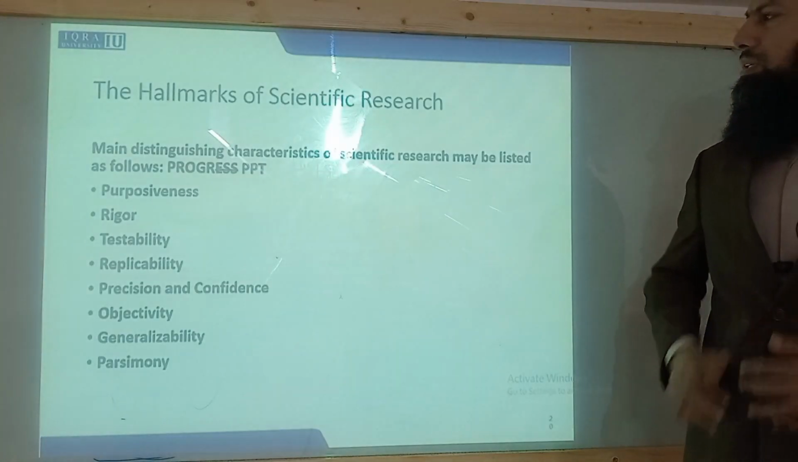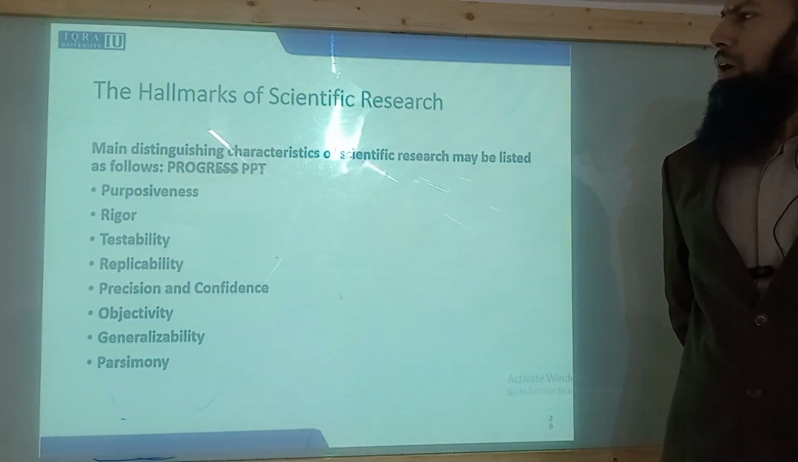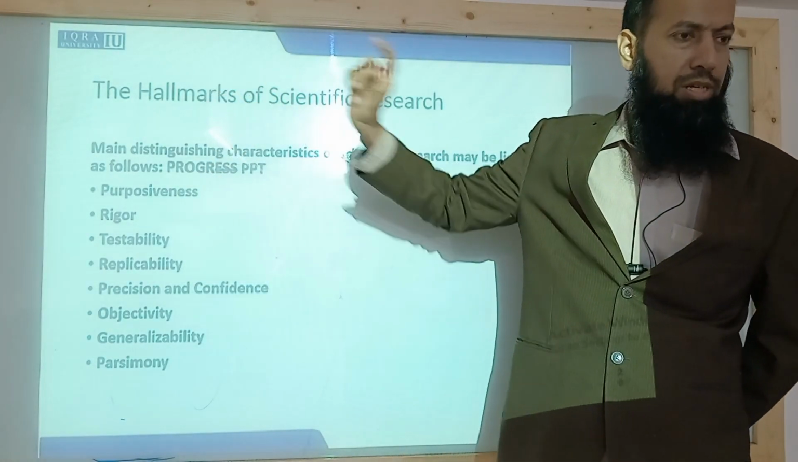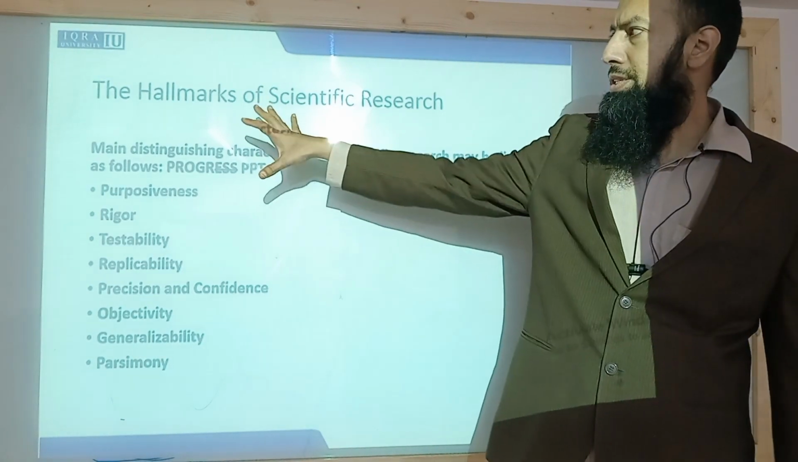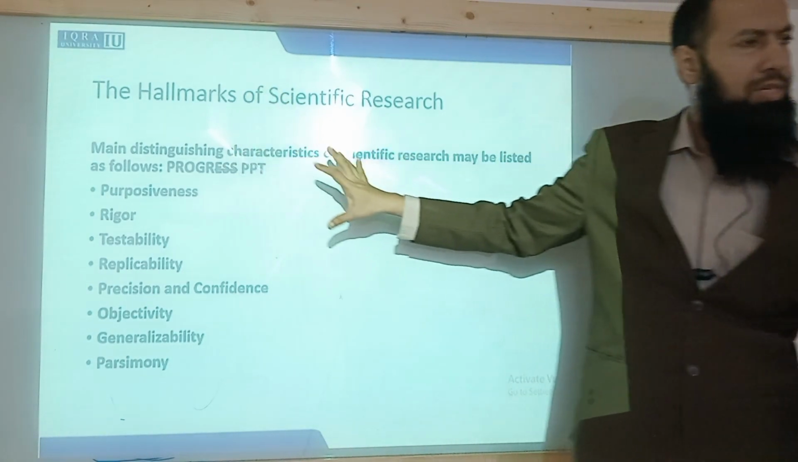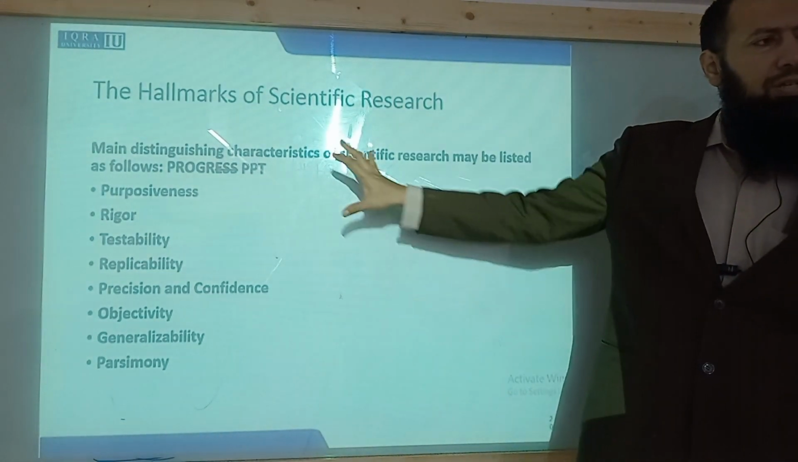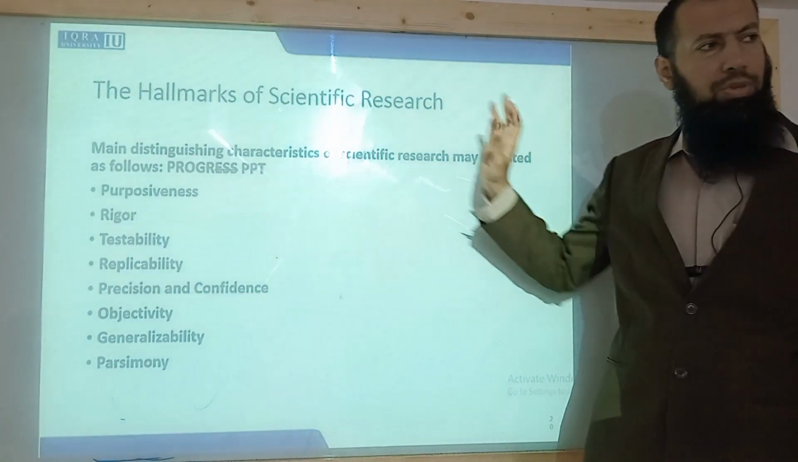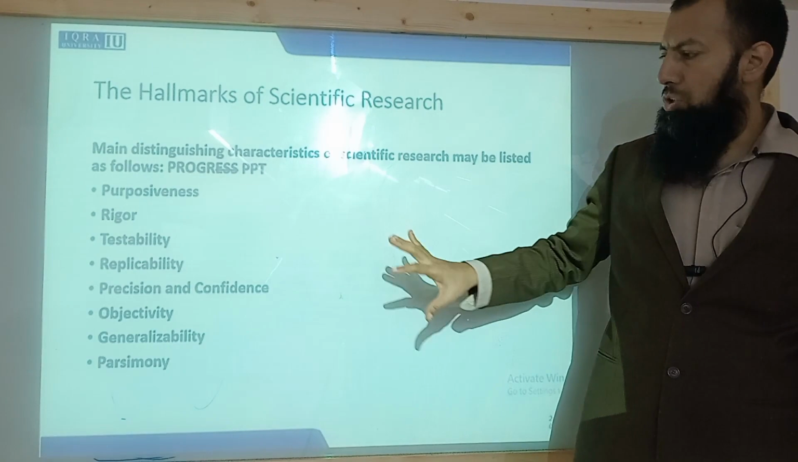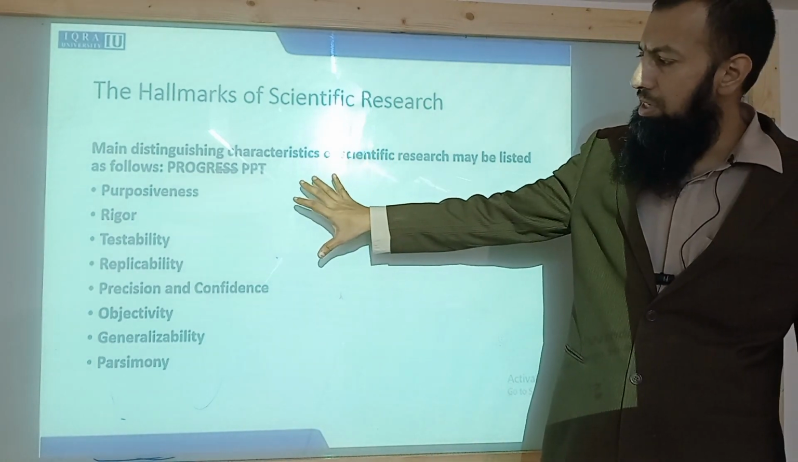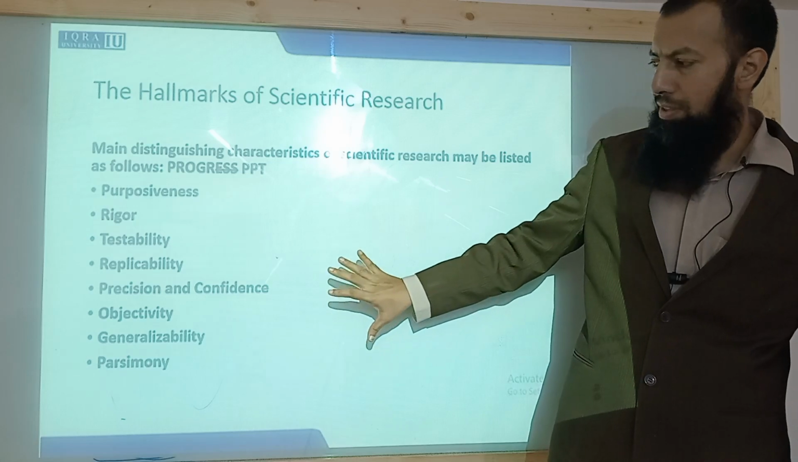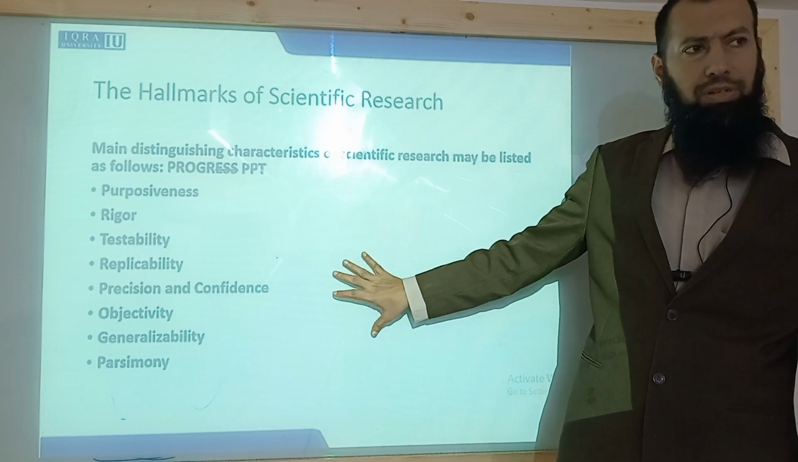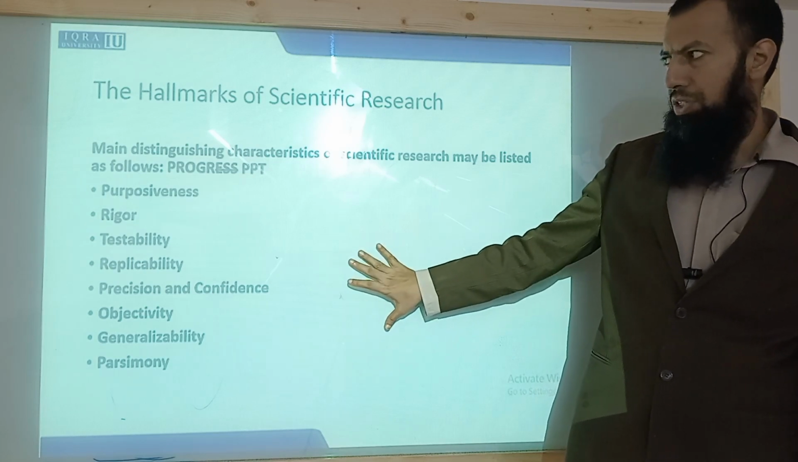ठीक है, तो I already discussed the concept before that hallmarks are basically the distinguishing characteristics. On the basis of these characteristics, you can distinguish any ordinary research from scientific research. So basically if these 8 hallmarks are there, it qualifies for scientific research. ठीक है, so this is the qualification for a scientific research.